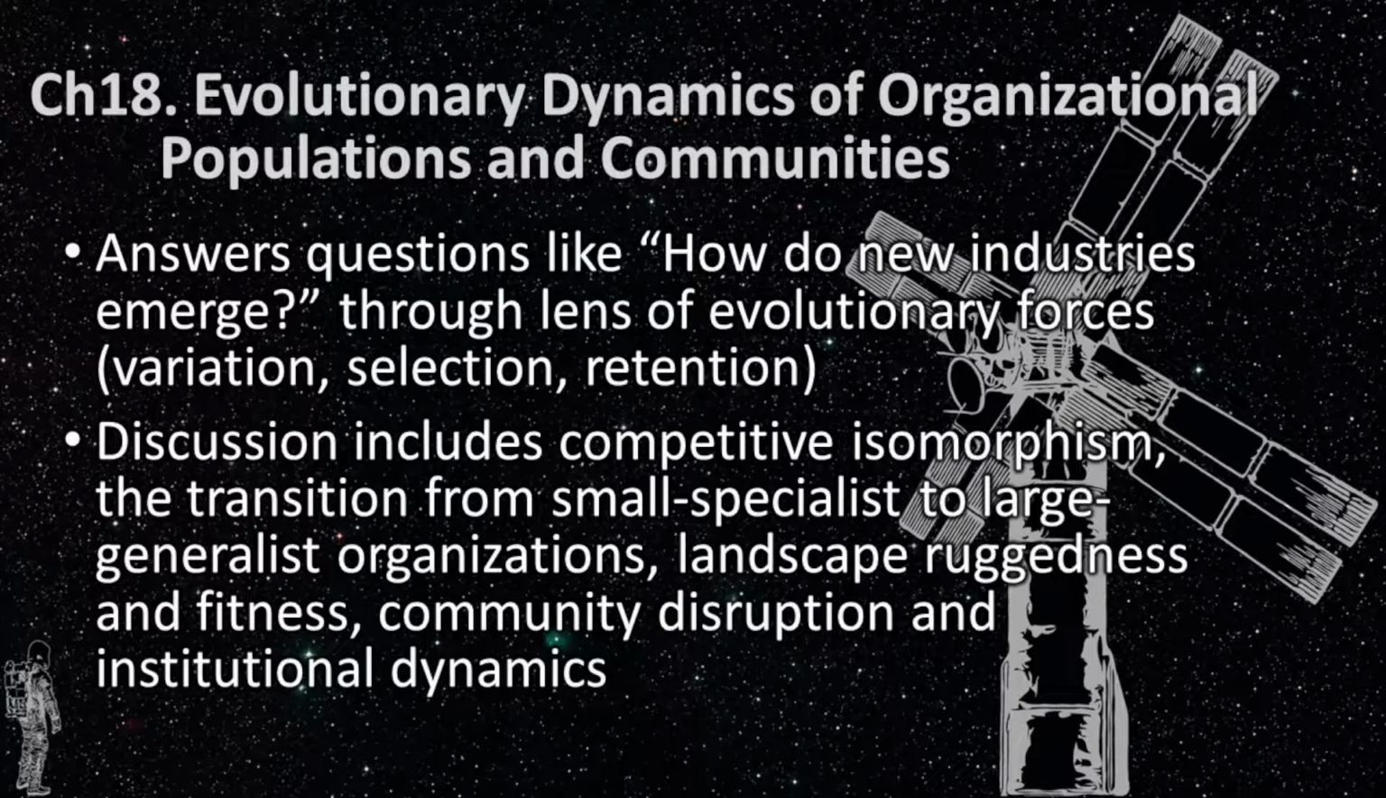Chapter 18 focuses on using the evolutionary motor forces of variation, selection, and retention to delve into questions such as how do new industries emerge. Topics of discussion include competitive isomorphism, how organizations transition from the small specialist category to the large generalist category, landscape ruggedness and fitness, community disruption, and institutional dynamics.